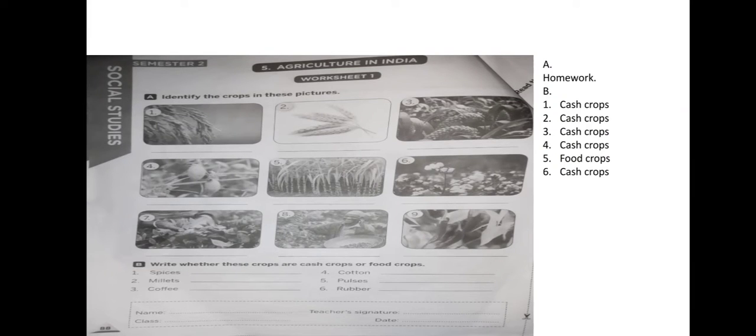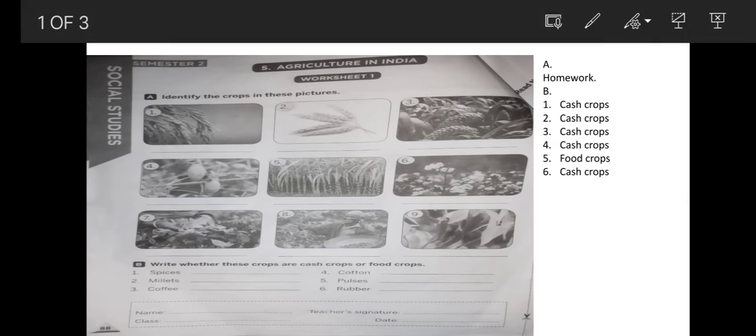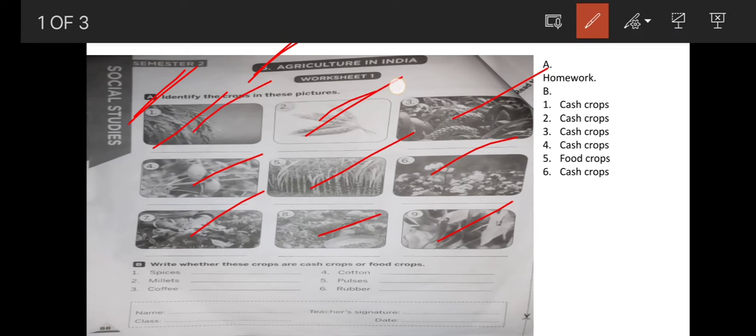In this class we will discuss class 4 Social Studies workbook page 88, lesson 5, agriculture in India. Identify the crops in these pictures. So you have to identify what crop this is, okay? These are the pictures. One by one you have to identify and write each name in the given blanks below. So this is homework for you. Do it by yourself.